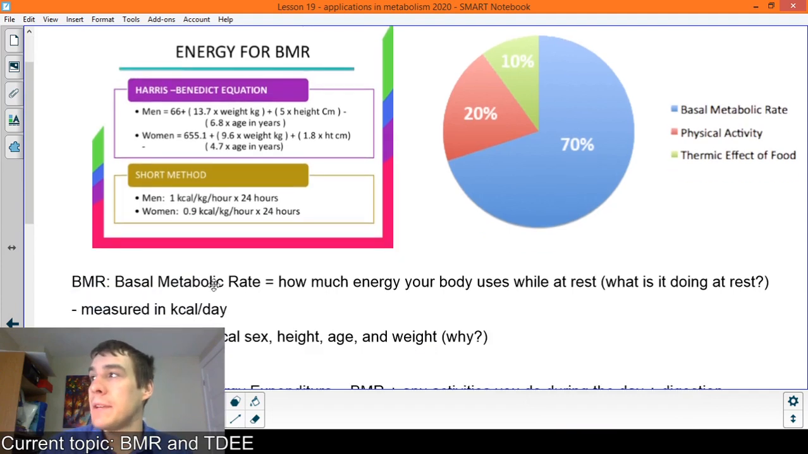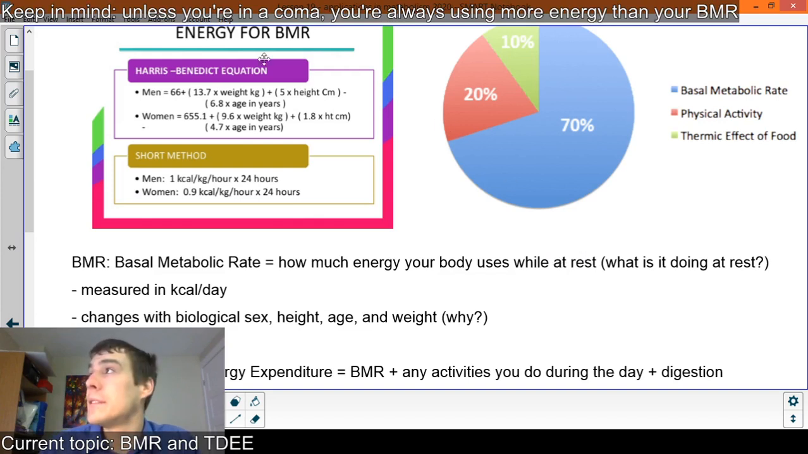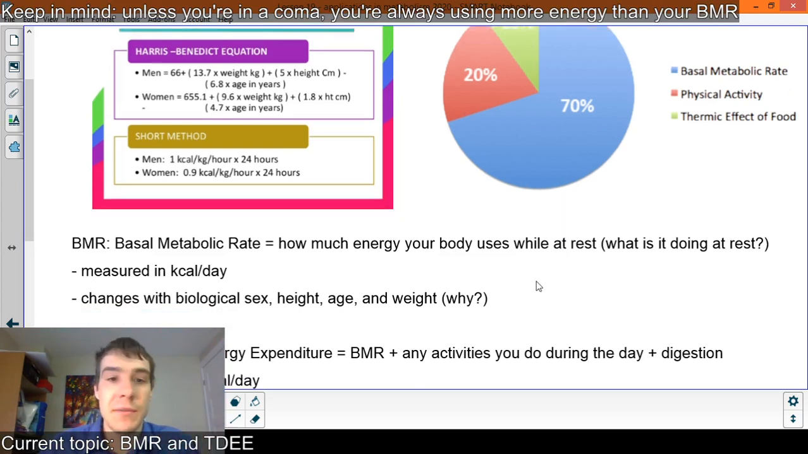The basal metabolic rate, BMR, you'll hear me say BMR a lot. The basal metabolic rate is how much energy your body uses while at rest. What we mean by at rest is literally like in a coma. So keep in mind here, unless you're in a coma, you're always using more energy than your basal metabolic rate. As soon as you're even awake, even just lying in bed, you're already using more than your basal metabolic rate.